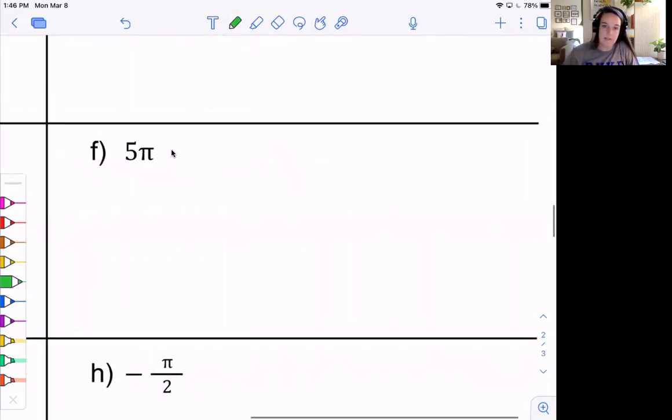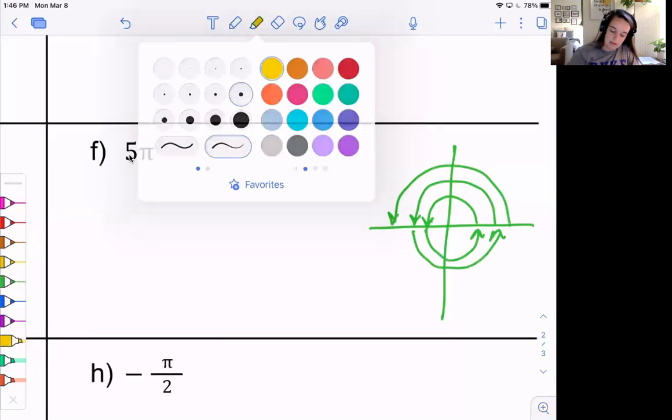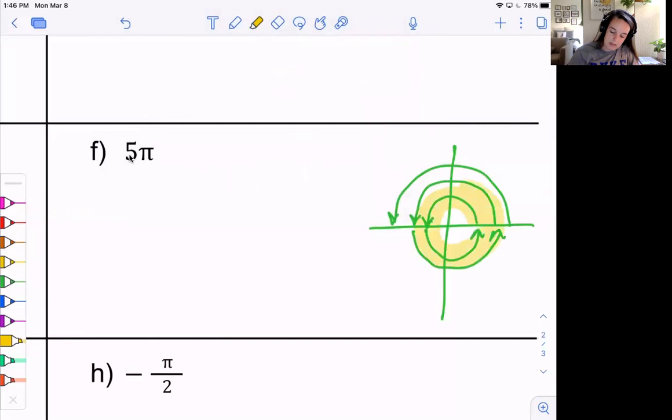For F, this one's 5 pi, right? So if you think about that, I'm going around 2 pi, then around again, 2 more pi, and then 1 more pi. So if you think about it on a graph, I have 1 pi, 2 pi, 3 pi, 4 pi, 5 pi. So I've really gone around and around. I've gone from here around and all the way around. So done a big loop here.